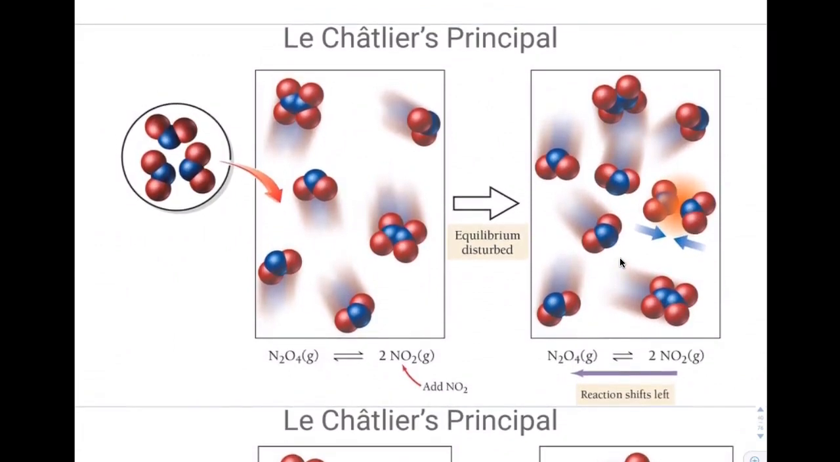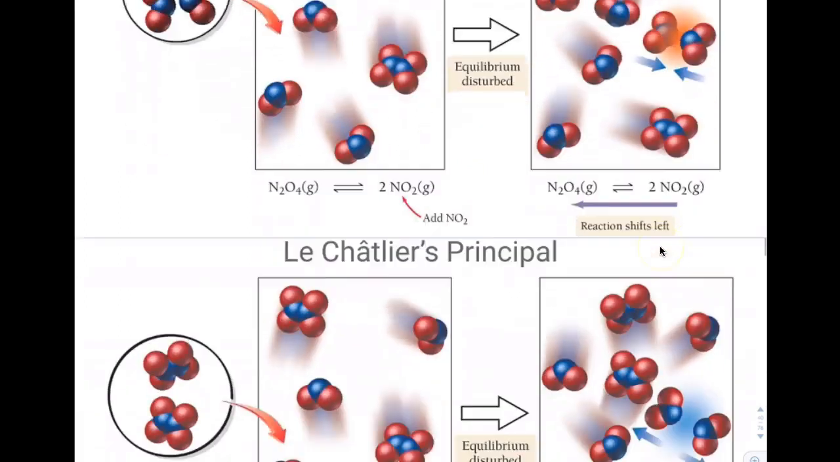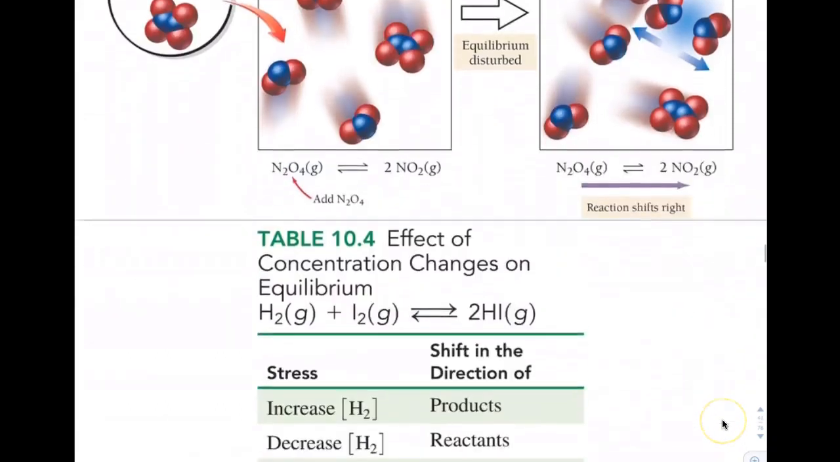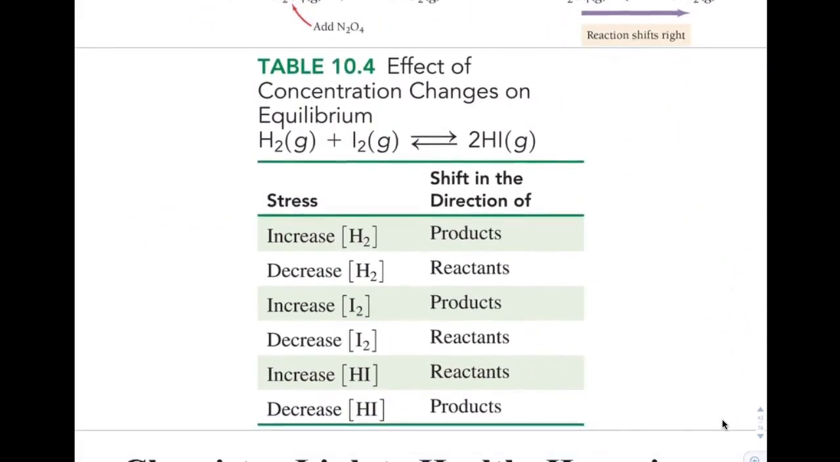And so here's another kind of reaction showing you the same thing, just using the molecules. So what happens if I add N2O4, dinitrogen tetroxide? Well, it would shift away from the N2O4, which is to the right. And so here's an example kind of just showing you all the possibilities in an example. And so for you guys, remember that add, away. So add something, shift away.